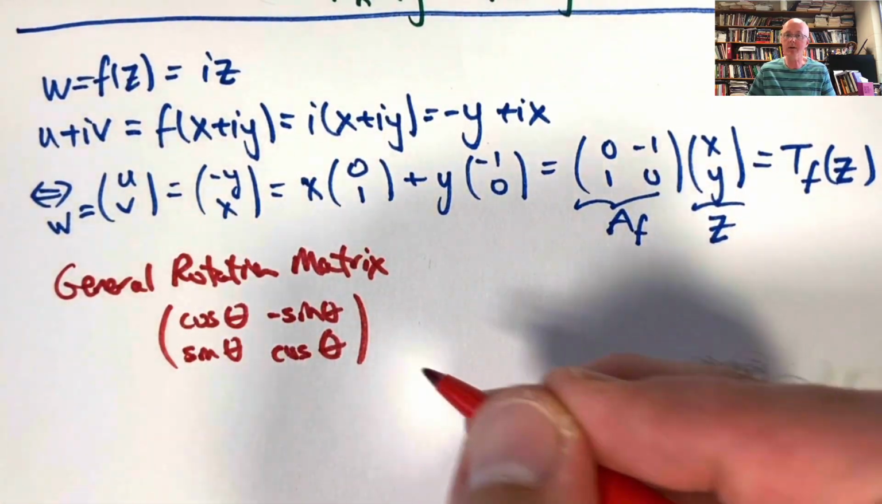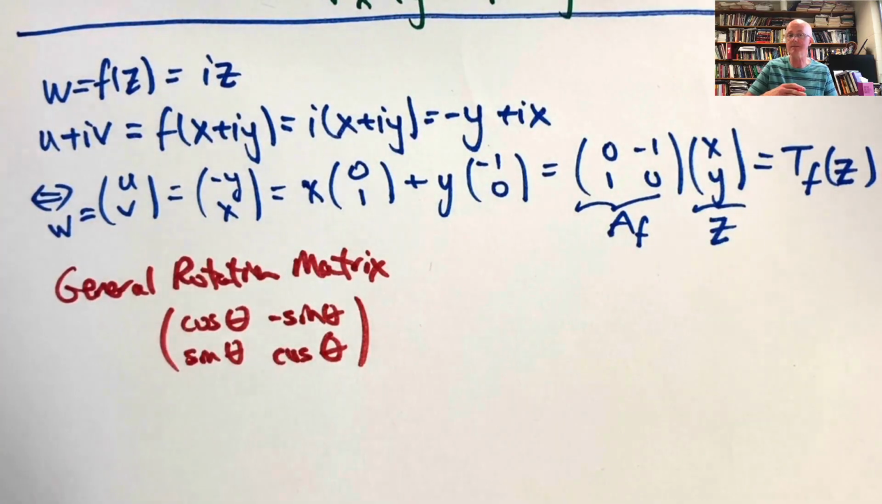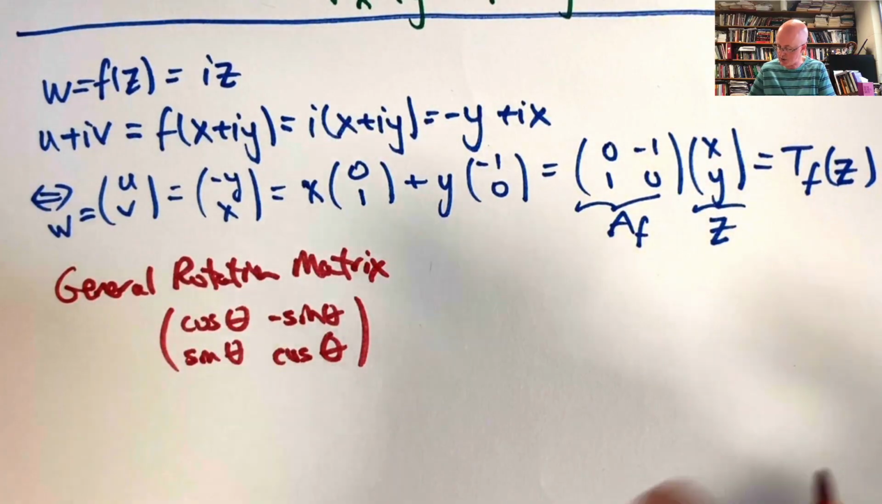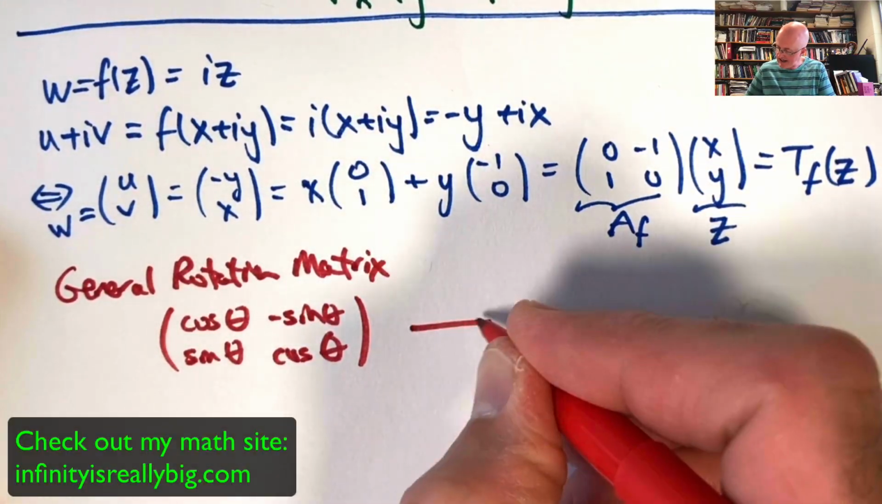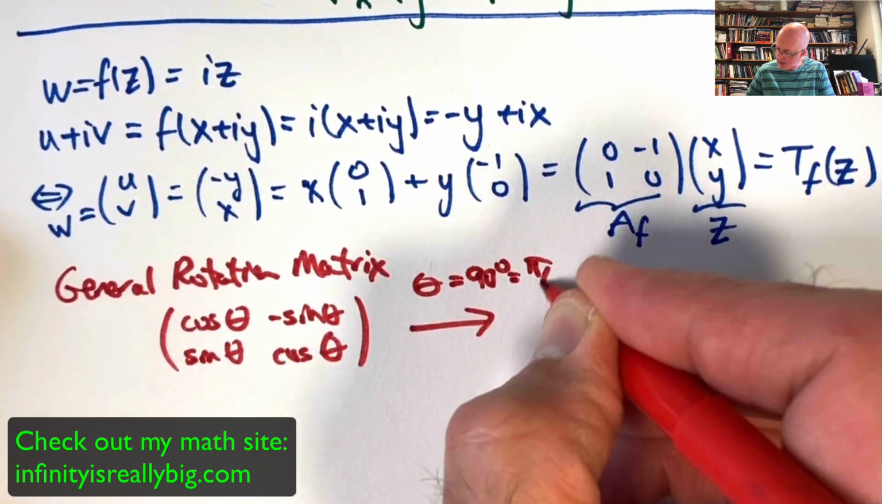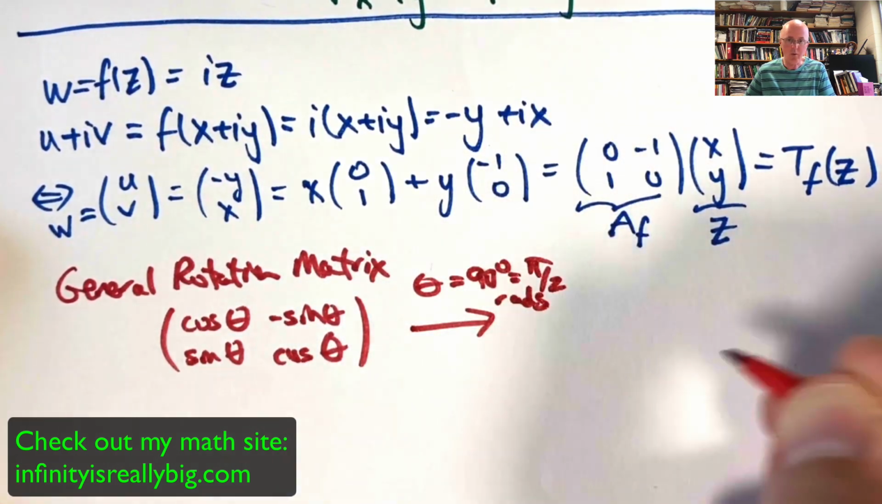Theta is some arbitrary angle. If it's positive, it corresponds to a counterclockwise rotation. If it's negative, it corresponds to a clockwise rotation, as is usual in math. And if you replace theta with 90 degrees, pi over 2 radians, what do you get?